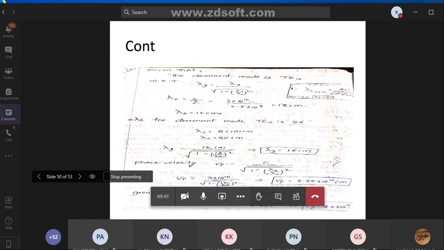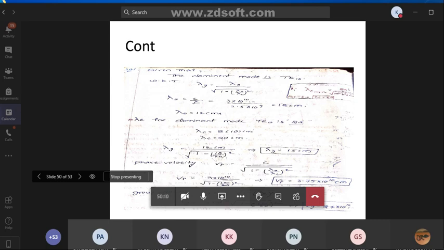So we know that the guided wavelength lambda g equals lambda naught by square root of 1 minus lambda naught by lambda c whole square. Here lambda naught equals c by f. So substitute the c value, it is constant, 3 into 10 power 10, by f equal to 2.5 into 10 power 9, then you will get 12 centimeters. So that is lambda naught.